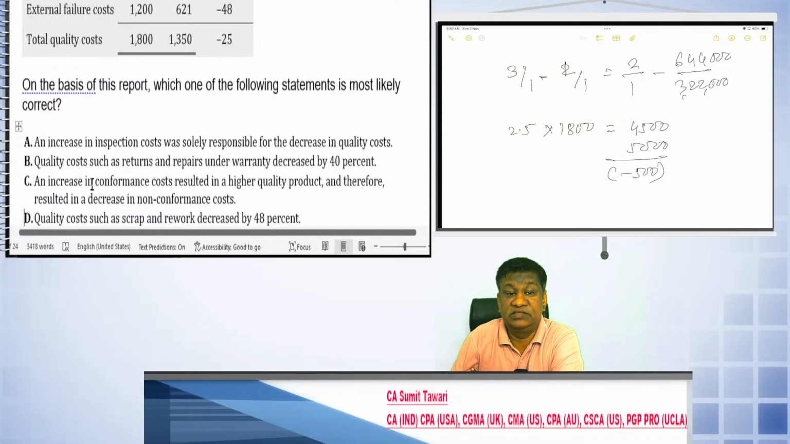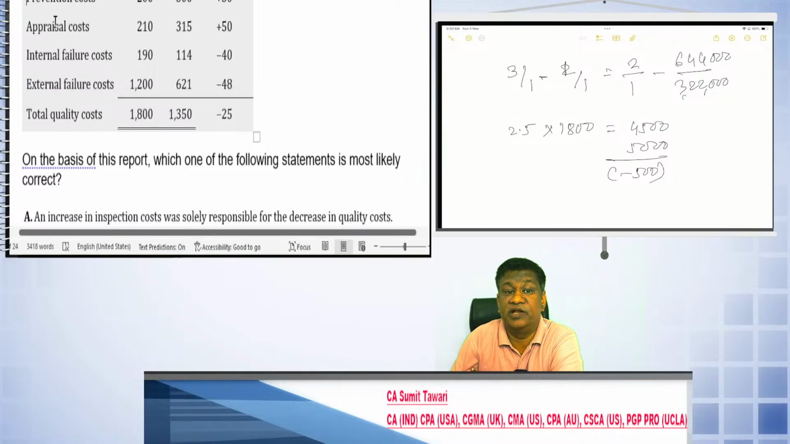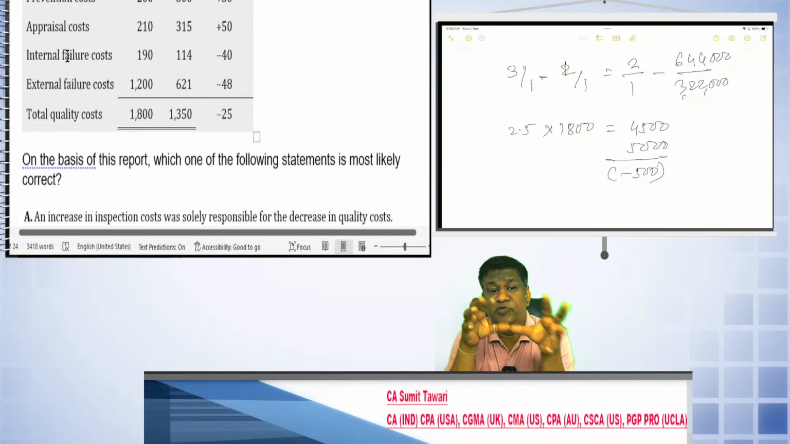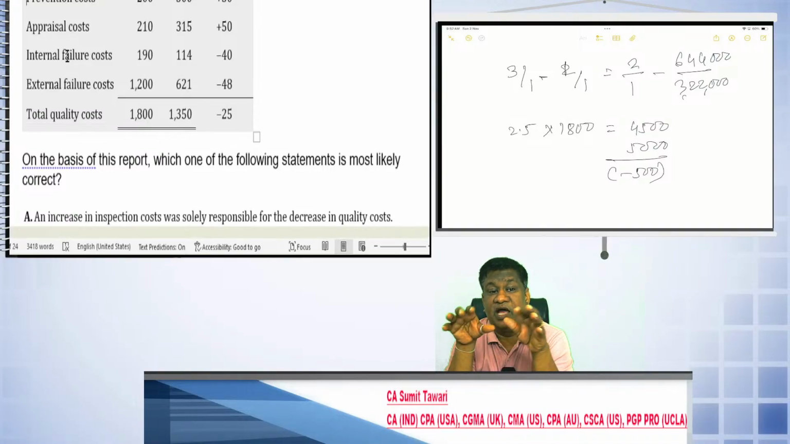Okay. And C is an increase in conformance cost. An increase in conformance cost means the prevention and appraisal cost. Conformance versus non-conformance: conformance means before using the product, I am incurring some cost to make sure that I am using a quality product. That's why it is conformance. Non-conformance means even though I am using a quality product, still I need to bear some cost to correct it. That is internal failure or external failure, which means after manufacturing. So that is non-conformance.